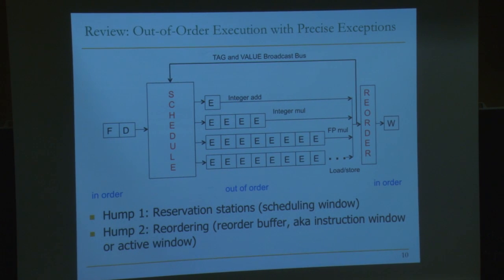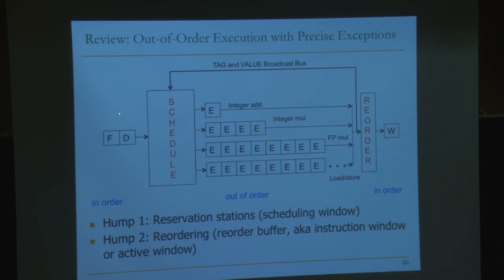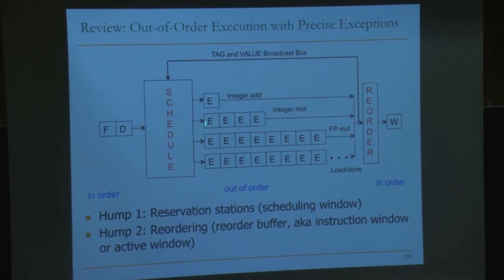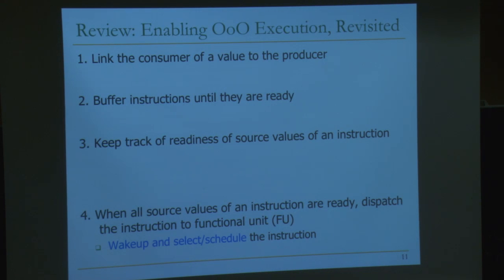We talked about out-of-order execution with precise exceptions. You remember the two humps in the pipeline. The pipeline is in order until instructions are put into the reservation stations. Then everything is out of order. Scheduling is out of order. And the pipeline, again, becomes in order. You reorder the instructions to commit to the architectural state in program order. And you know how to do this.